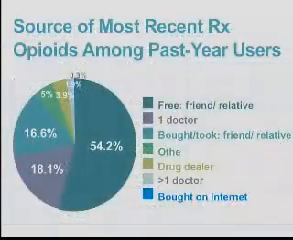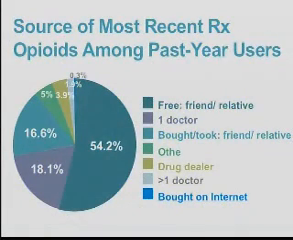This is actually the source of the most recent opioids among past year users. In other words, they went to these users and said, where did you get your drugs? And this is fairly interesting. 54.2% got the pain relievers they most recently used from a friend or relative for free. 54%. 16.6% bought them from a friend or relative, or took them from a friend or relative without asking. 18.1% indicated they got the drugs they most recently used through a prescription from one doctor. 3.9% got pain relievers from a drug dealer or other stranger, and 1.9% got pain relievers from more than one doctor. 0.3% bought them on the internet.